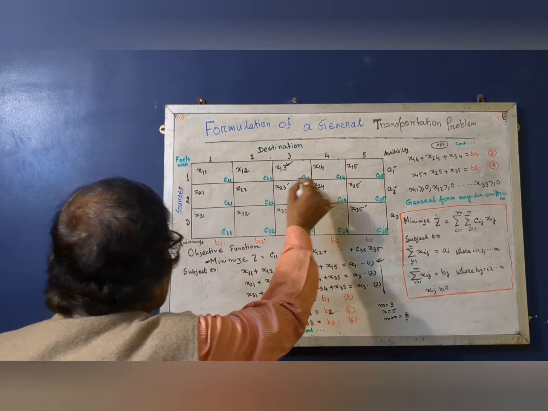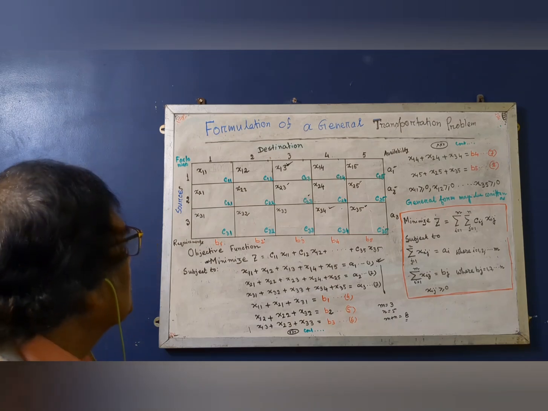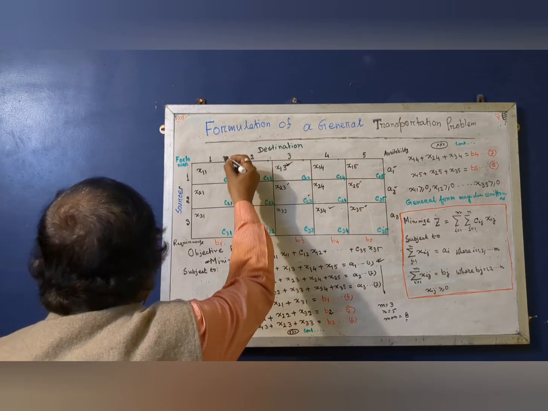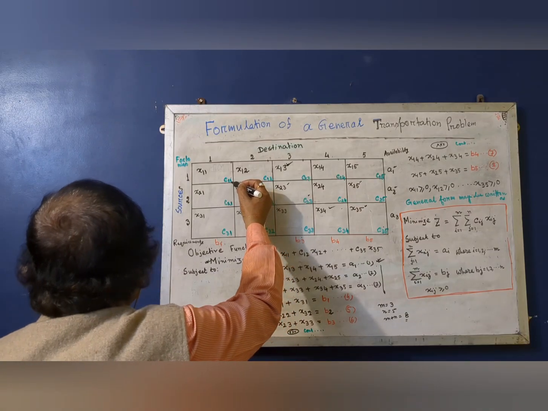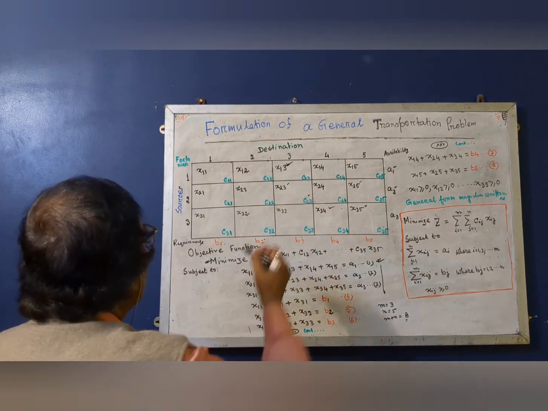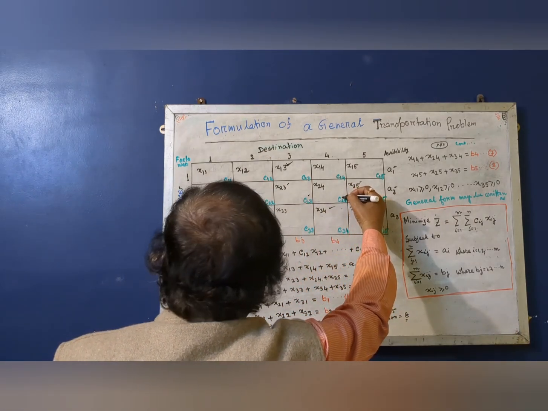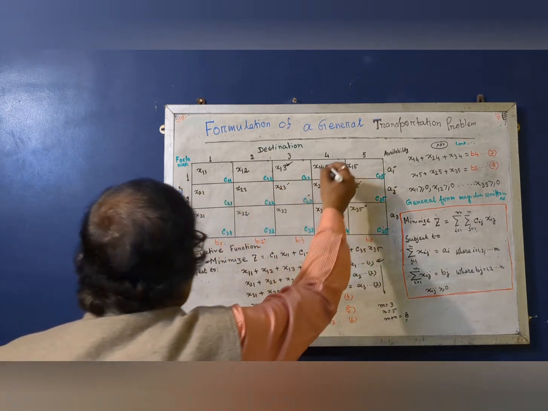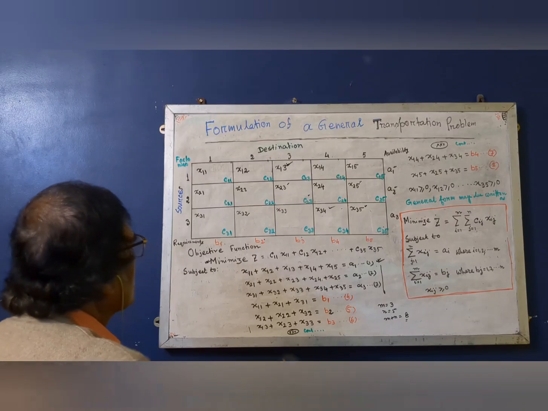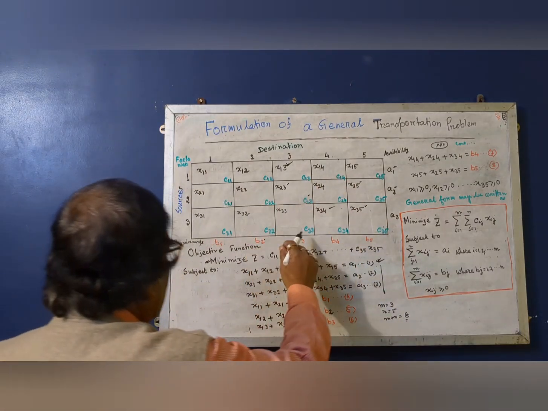And C11, C12, C35, all these represent the transportation cost. Transportation cost indicates, from source 1 to destination 1, the shifting cost will be rupees 3, that is C11, per unit. And this one, the transportation cost per unit to shift from source 2 to destination 4, will be C24 per unit. In this way, the transportation costs are denoted by C.